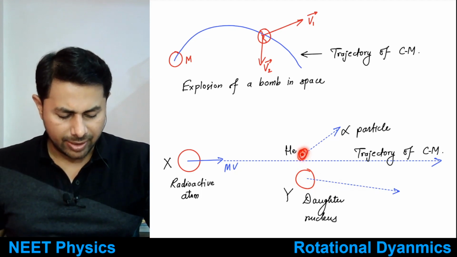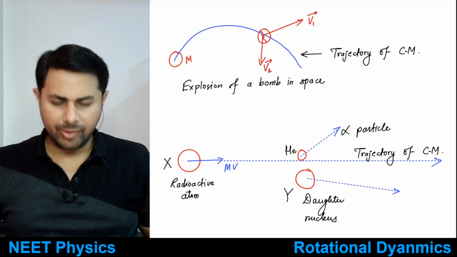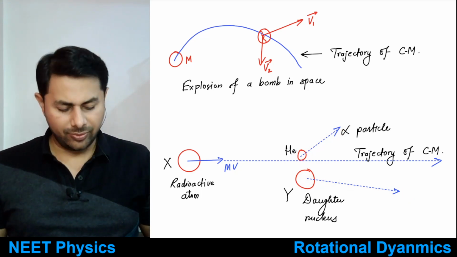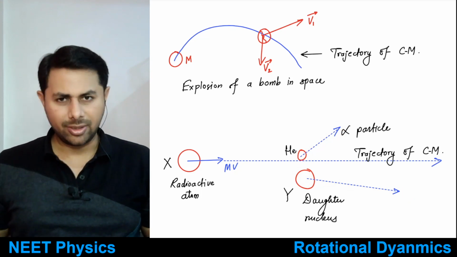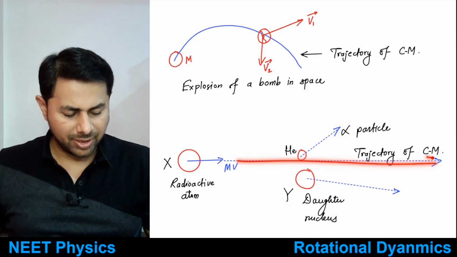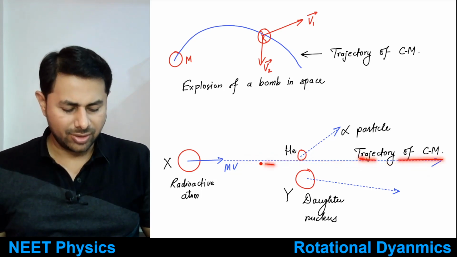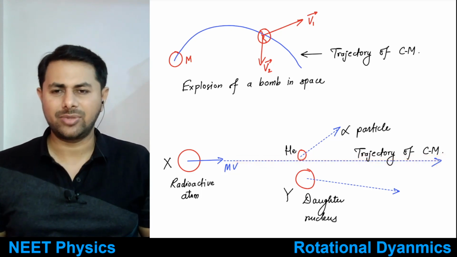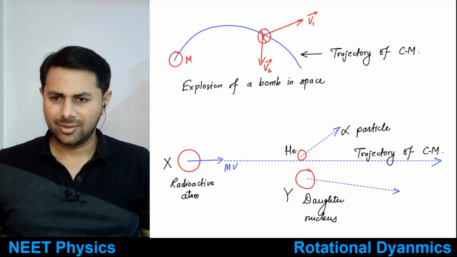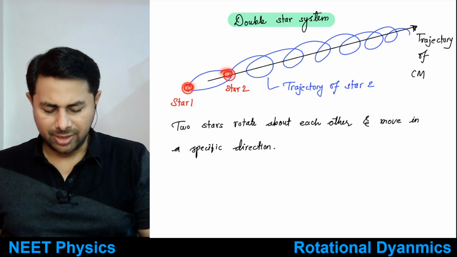Suppose the alpha particle moves in this direction and the daughter nucleus moves in this direction, but what about the center of mass? Again, this radioactive reaction is because of internal forces and there is no external force involved. So the center of mass of these two will keep on moving in the same direction. So this will be the trajectory of the center of mass, right? Okay, that's simple.